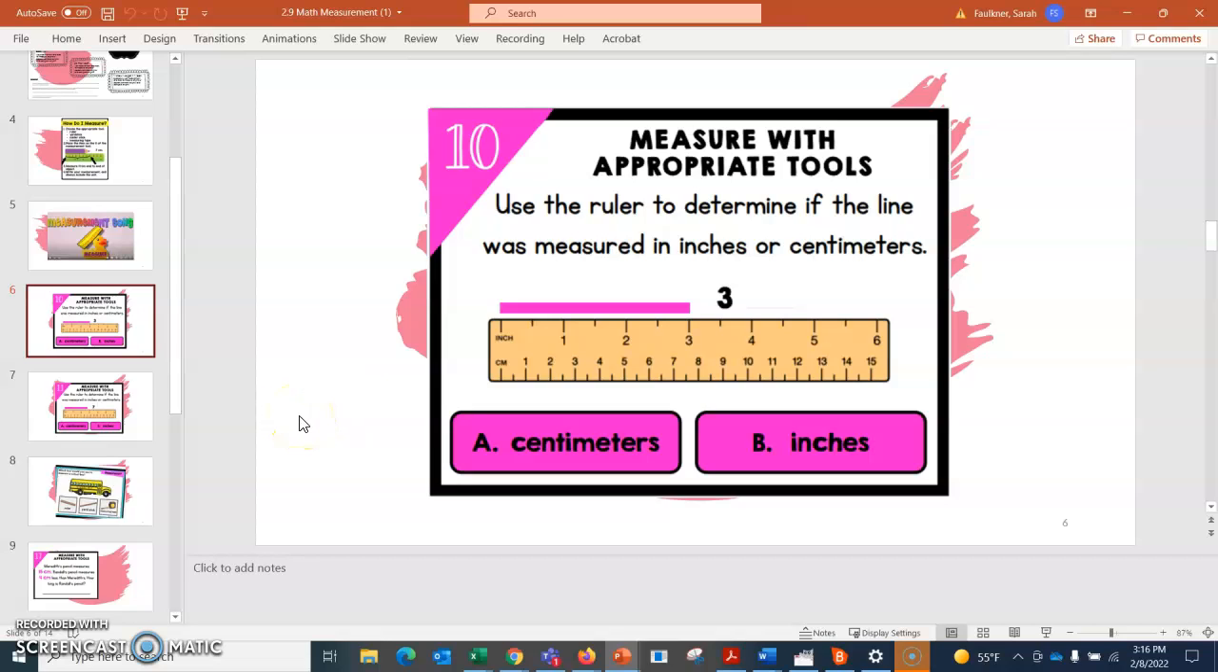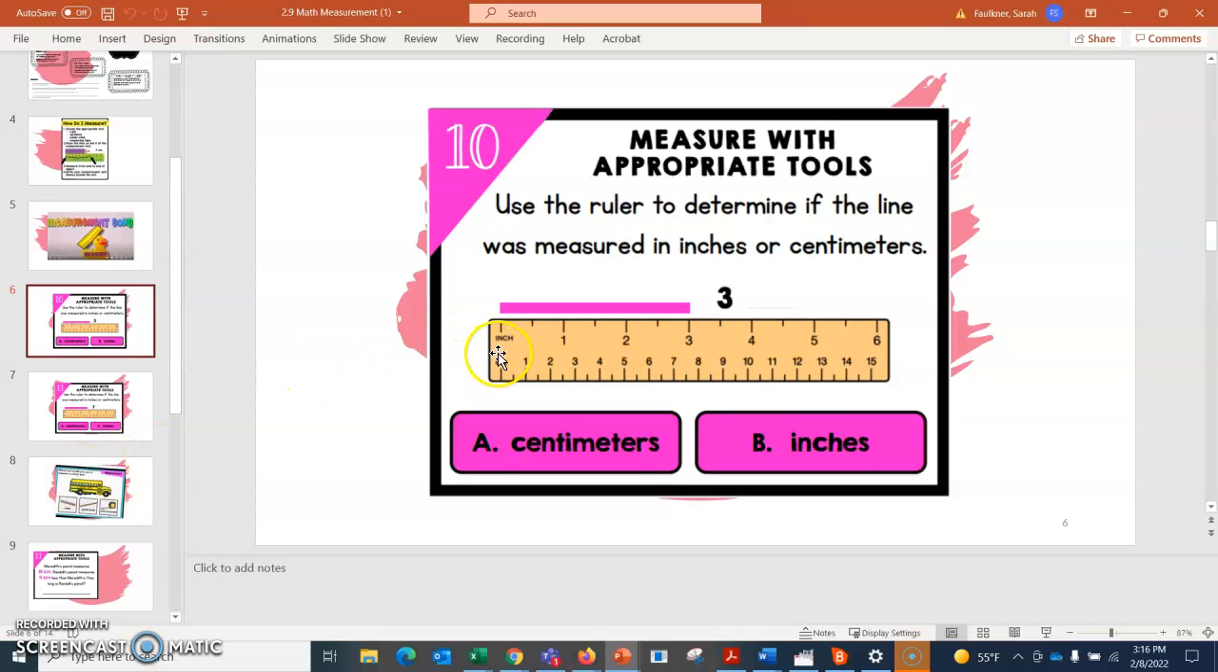The next thing that we want to do is look at the other end. How far does it go? Wherever this pink line stops, we can draw kind of an invisible line down, and the number that it touches is our answer. So we see a 3 here, but we've got to look at this ruler. Is it inches or centimeters? Okay, so look at the side where your numbers are and see if you think it's inches or centimeters.